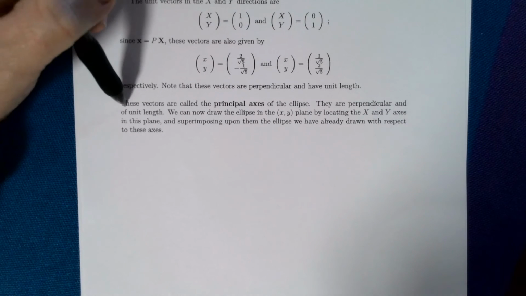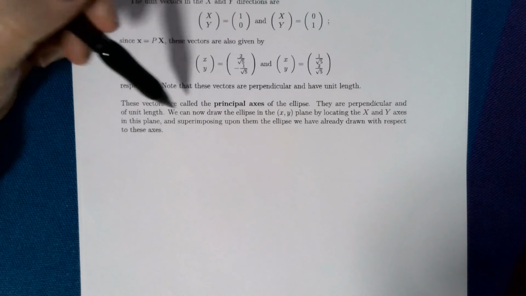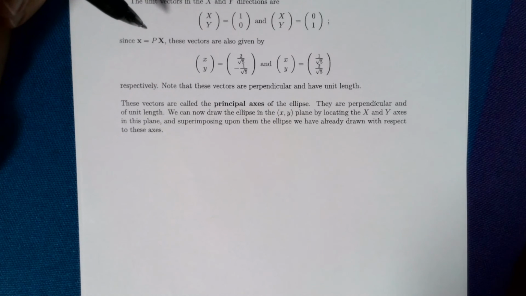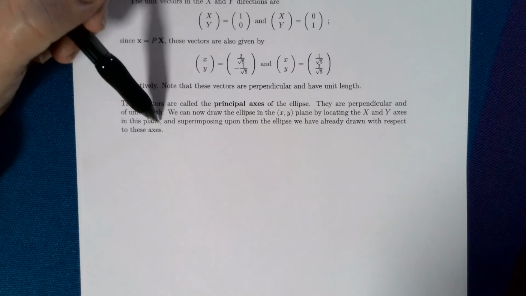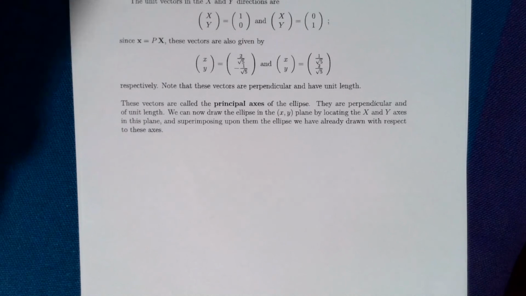So these vectors are called the principal axes of the ellipse. They're perpendicular, they've got unit length, and we can then draw the ellipse in the xy plane by locating the X and Y axes in this plane, superimposing them on the ellipse that we've already drawn with respect to these axes.